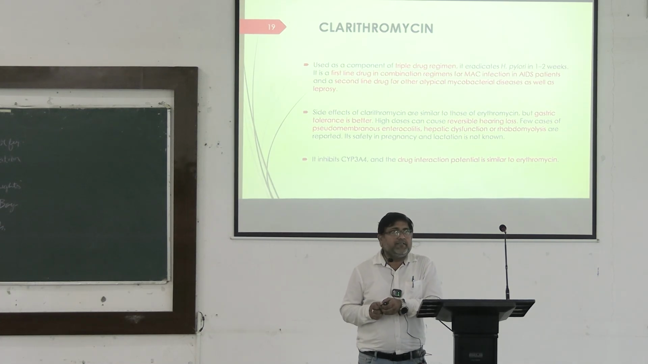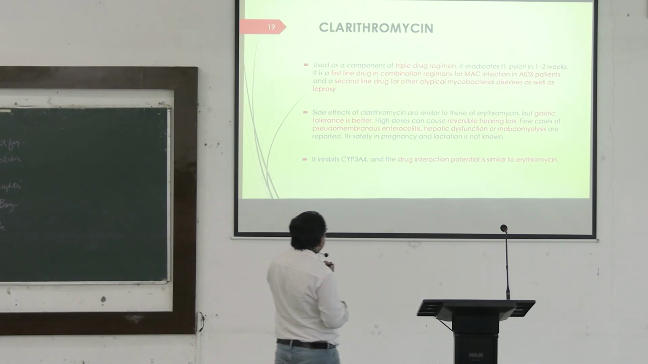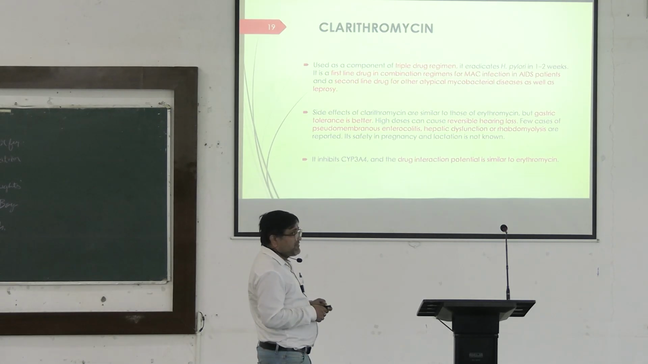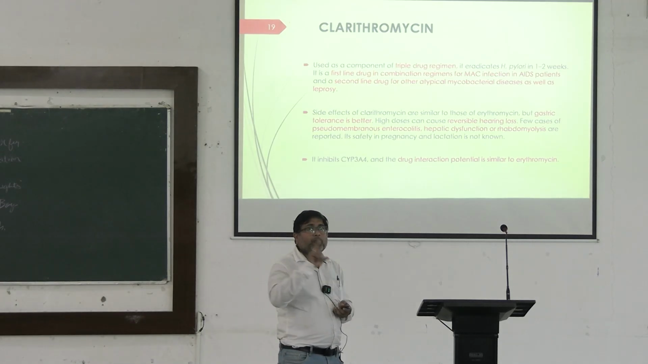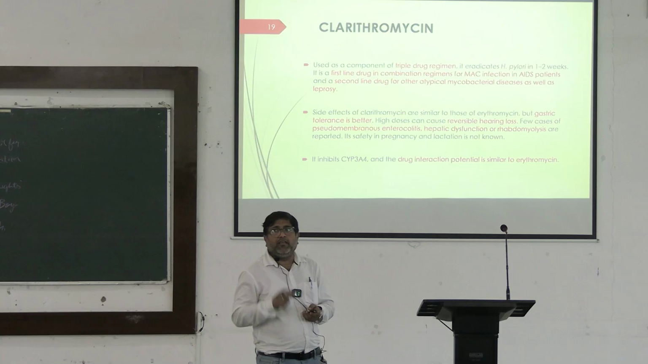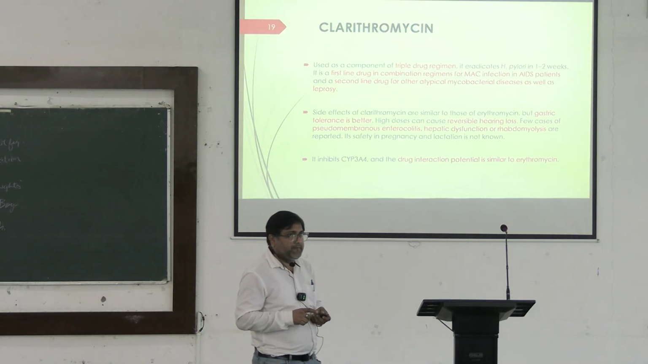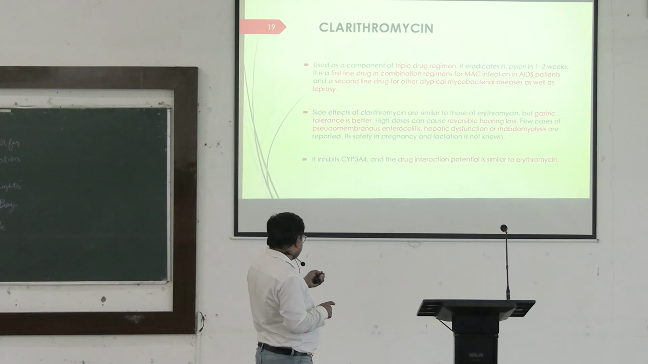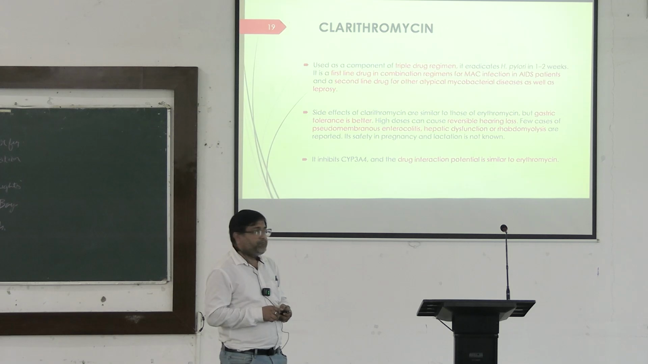There is a triple drug regimen, quadruple drug regimen. It is used as a component of triple drug regimen. It eradicates H. pylori in 1 to 2 weeks. It is also the first line drug in combination regimen against the Mycobacterium avium complex infection in AIDS patients, and also used as a second line drug therapy for other atypical mycobacterial disease as well as leprosy.